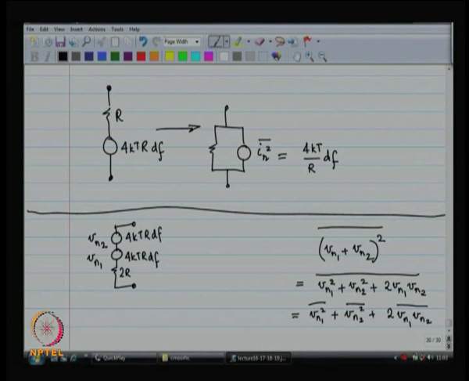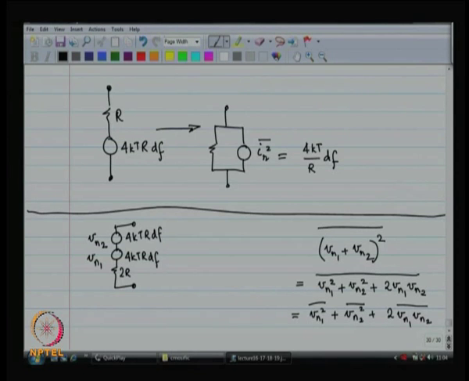Right. Now, noise voltage VN1 squared is 4 kT R dF, noise voltage VN2 squared is also 4 kT R dF, but the mean of VN1 VN2 is going to be equal to 0, because these are two random processes which are uncorrelated with each other. So, when you do the mean of the product, it is really going to be equal to 0. So, this third term will not be present, and so what you are going to get is that the total noise is going to be VN1 squared plus VN2 squared, which is exactly the result that you want.